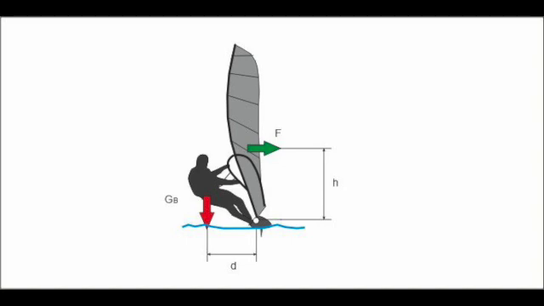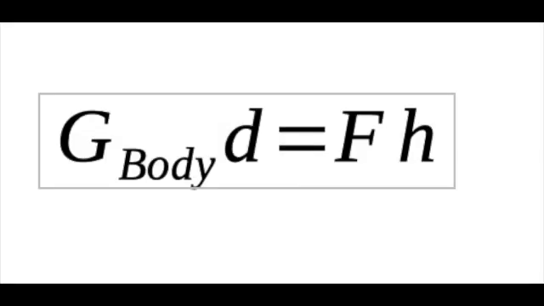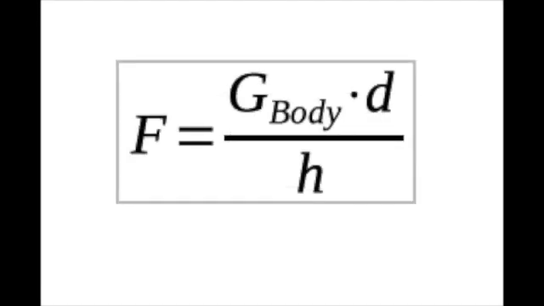As already mentioned, the maximum sail force results from the moment equilibrium of rider weight and sail force, as shown in the picture. The weight moment with rider weight G_body, with the lever arm D, and the sail moment with the sail force F and the lever arm H. The sail force F is then G_body times D divided by H.